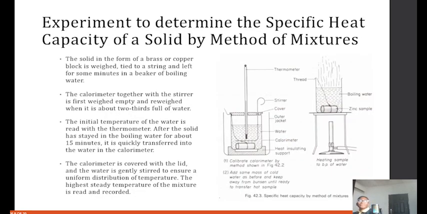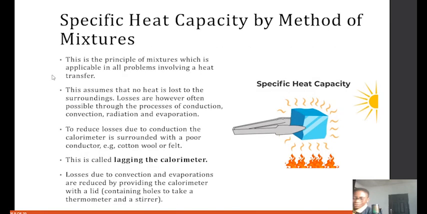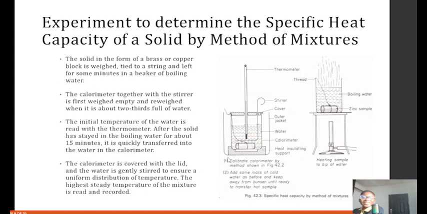Experiment to determine specific heat capacity of a solid by method of mixture. That's what I've been trying to explain. Look at this metal here. Now there is a rope to use to pick it. We tied this rope, then we boiled it with the water. That's mixture. Mixture is different from when you are just heating the solid alone, but this is the method of mixture.